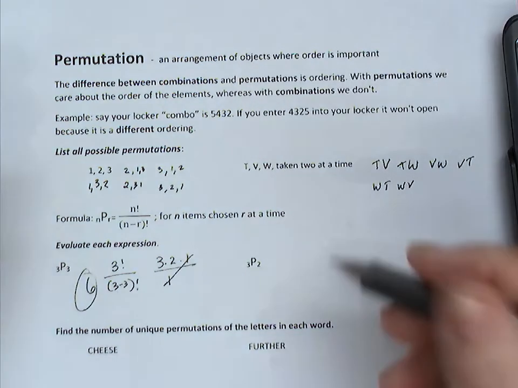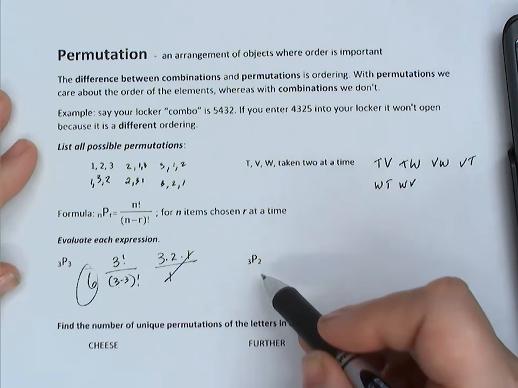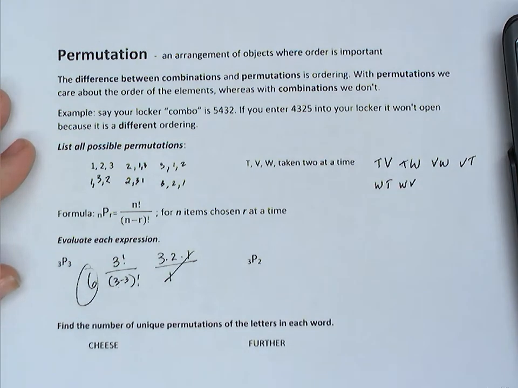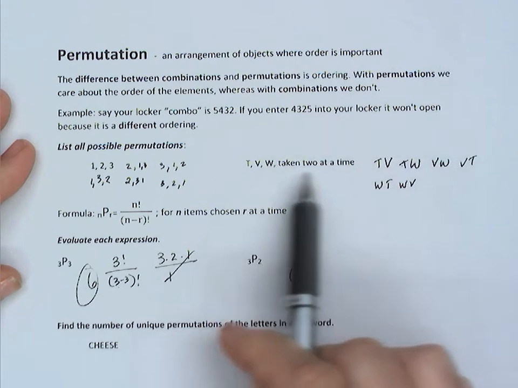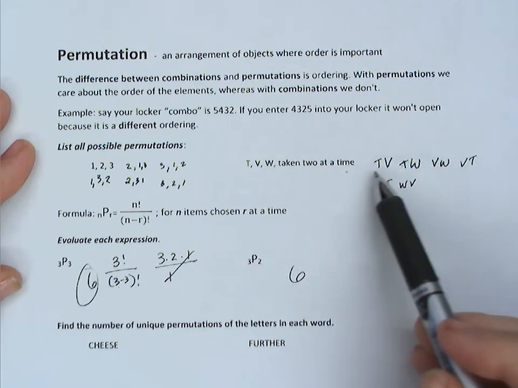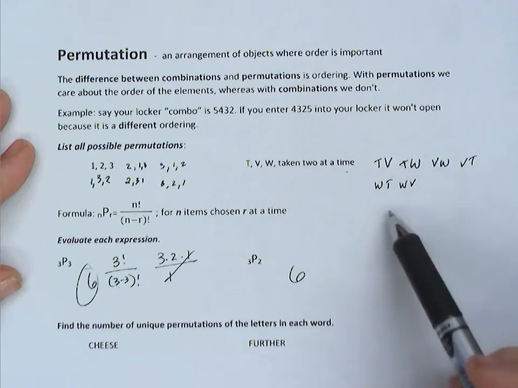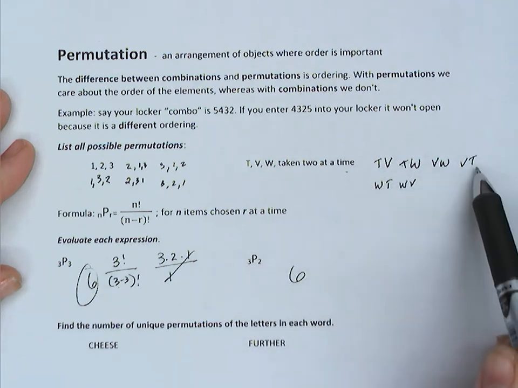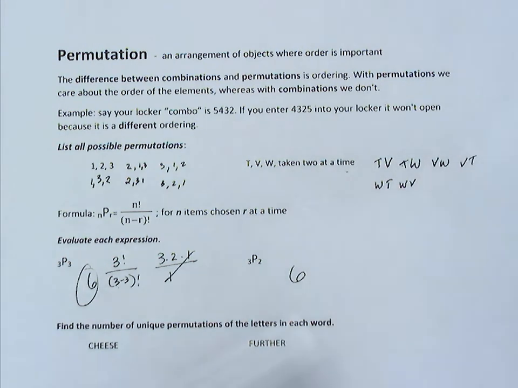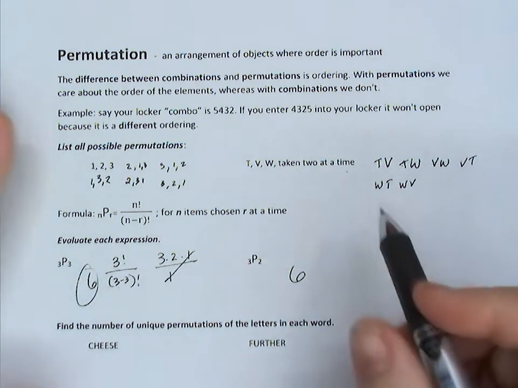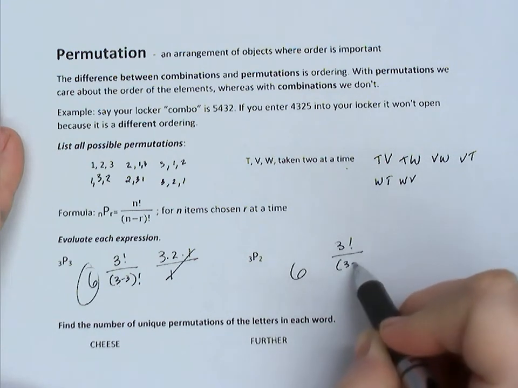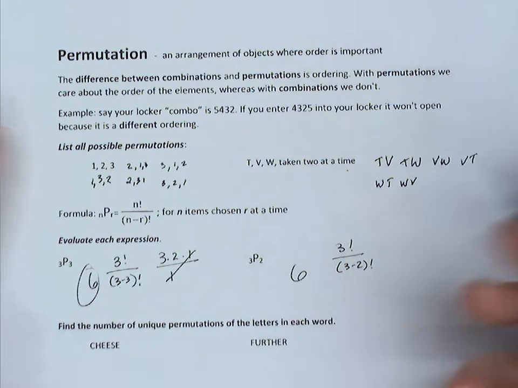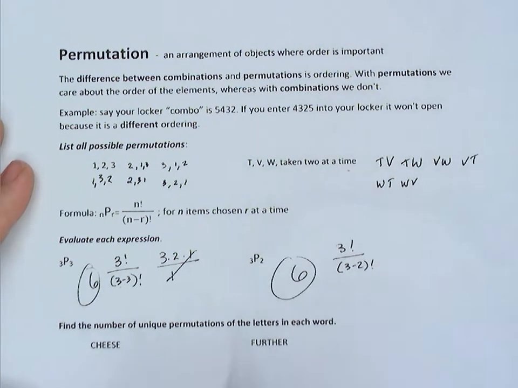Okay? So with that in mind, let's do this one right here. You take a stab at it. Did you get 6? This is related to this item up here. I have 3 things, and I'm taking them 2 at a time. I'm looking at the order that matters. So in this case, TV and VT are 2 different events, or 2 different outcomes. So again, if I wanted to write it out, it would be 3 factorial over 3 minus 2 factorial, which is 1. So my answer is going to be 6 again. All right.